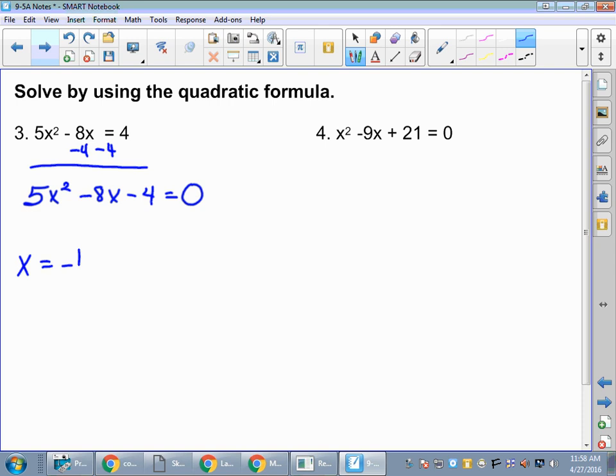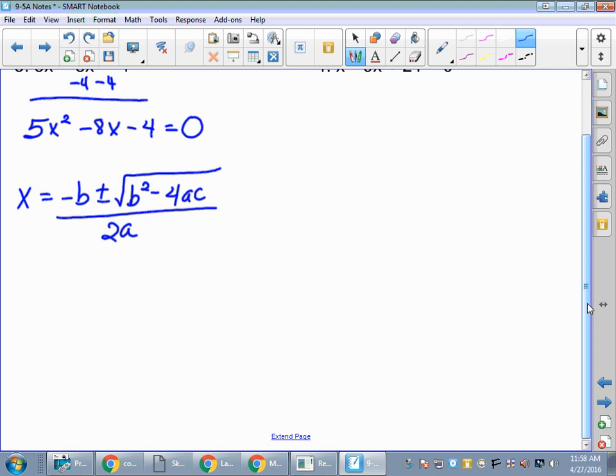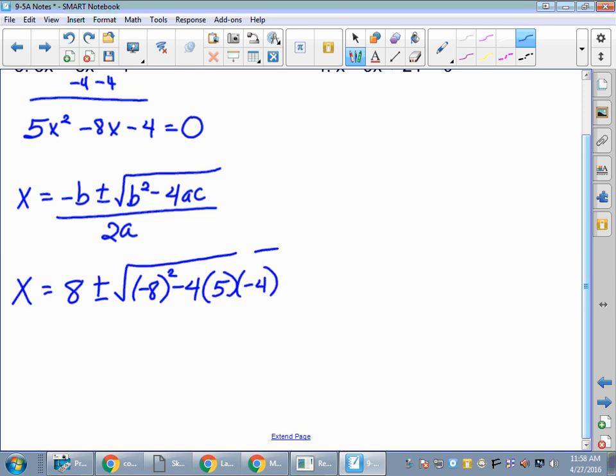X equals negative b plus or minus the square root of b squared minus 4ac all over 2a. We write that down every time. My b value is negative 8. If you look at the equation, the opposite of negative 8 is positive 8 plus or minus the square root of negative 8 squared minus 4 times 5 times negative 4 all over 2 times 5.